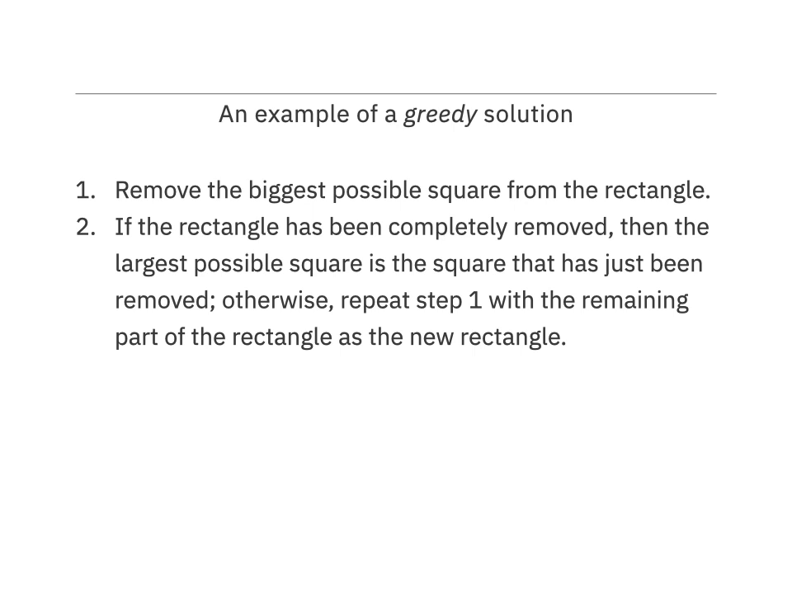The way this algorithm works is, given a rectangle, we take the largest side square possible from the rectangle. If, after removing the square, the rectangle has been completely removed, then it means that the square we have just removed is the largest square that fits perfectly into the rectangle. Otherwise, we are left with a new rectangle after the square has been removed, and we repeat the process on the new rectangle.